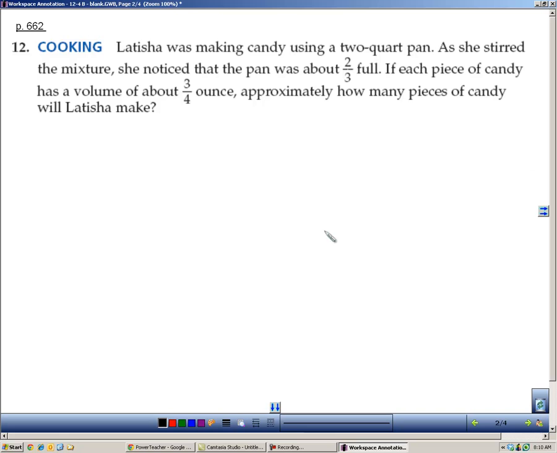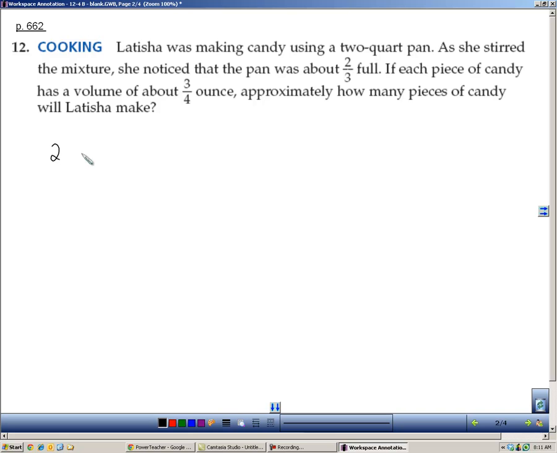Here's a dimensional analysis problem about making candy in a 2-quart pan. Stirring the mixture and noticing the pan is 2/3 of the way full. Each piece of candy has a volume of 3/4 of an ounce, and we want to know how many pieces. So we've got to go from a 2-quart pan, convert that to ounces so that we can figure out how many ounces go into our mixture, and then convert that to pieces of candy.